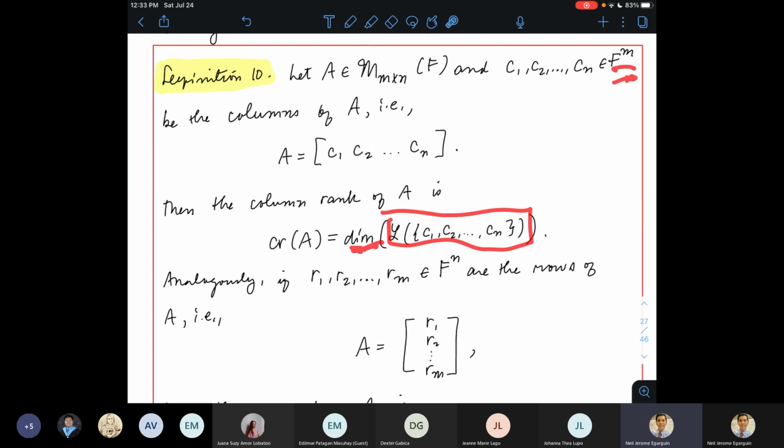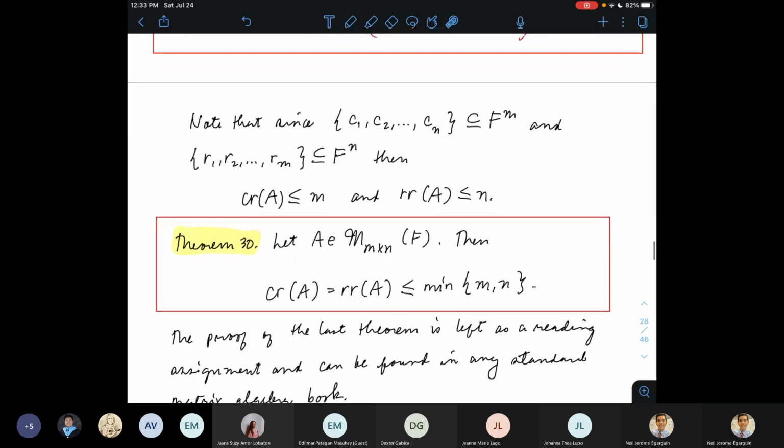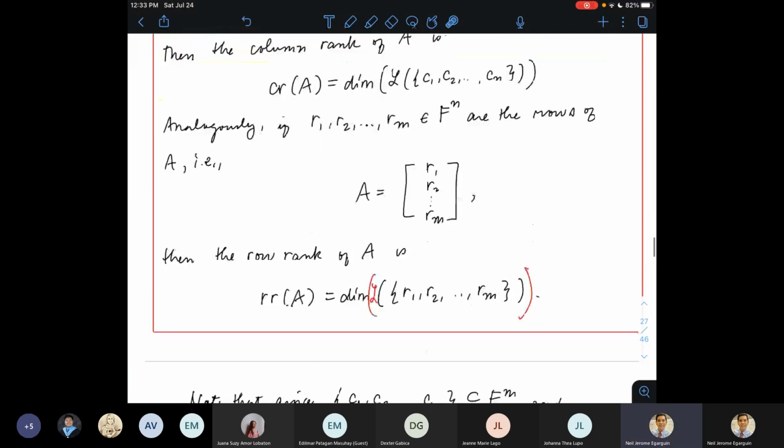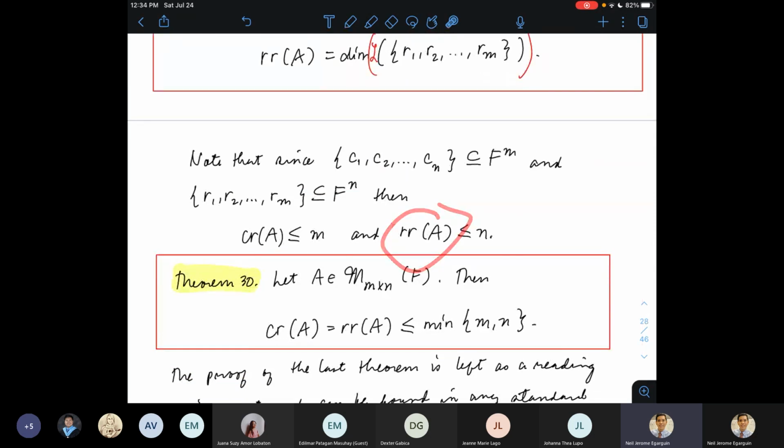So ang dimension nitong vector space na to ay hindi dapat mas malaki sa dimension ng parent vector space. So that means that this guy is less than m, being the dimension of the vector space where the columns are coming from. And so the column rank is less than or equal to m. And similarly, each of the rows is an element of F to the n, but the dimension of F to the n is equal to n. So that means the row rank cannot be greater than n.